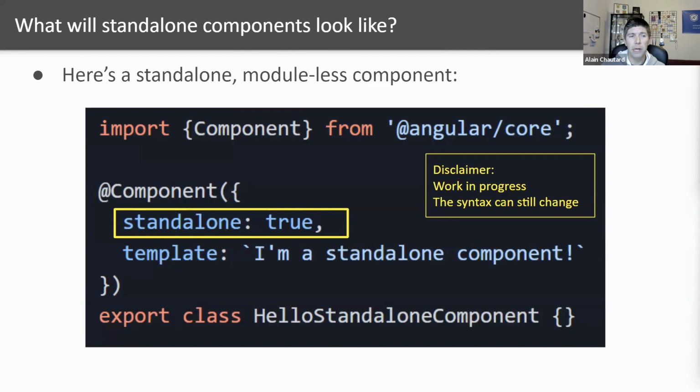right? And by doing so, we have a standalone component, meaning that component could be used in an application without having to be inside any module. So that's a standalone, module-less component. So the only addition we have here is standalone: true. Seems nice and easy, right?